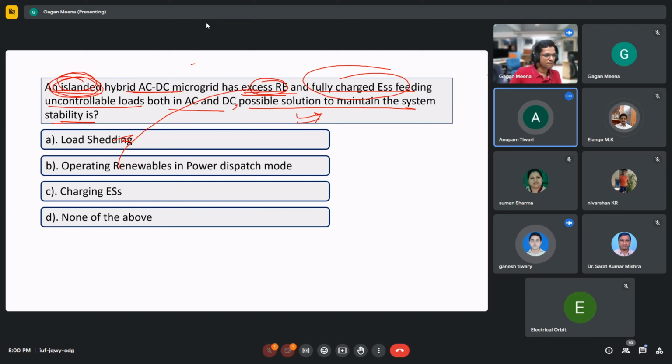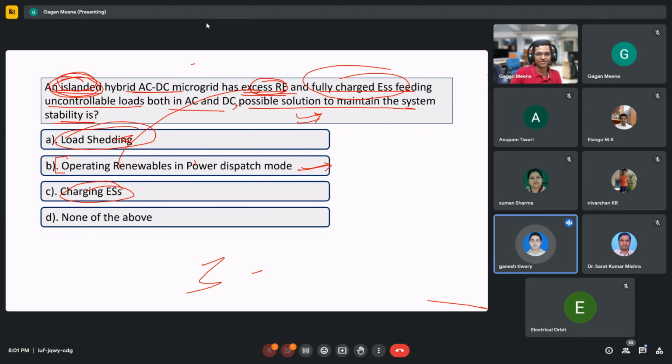B, sir. B is the answer. We cannot charge the storage because it is already fully charged. Load shedding, what will happen if we shed? Power is already in excess, sir, so there is no meaning in shedding the load. Yes, that is correct. There is no sense in doing that. Power is already excess. So option B is correct.